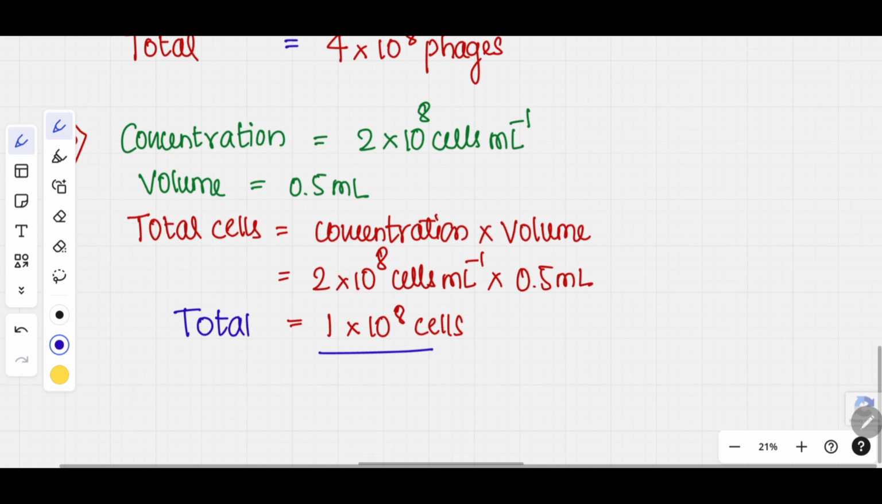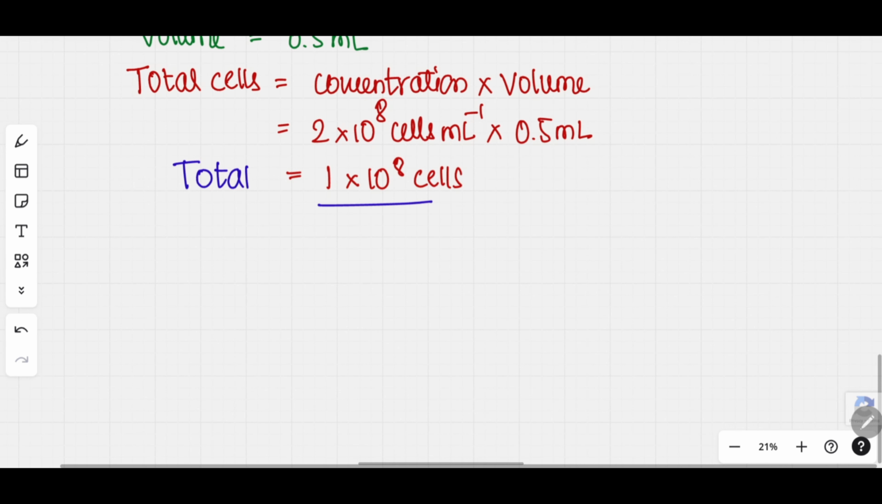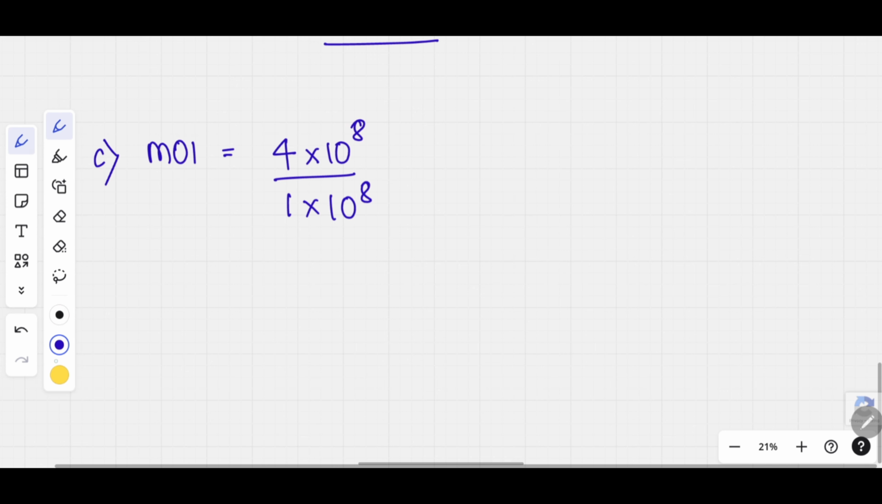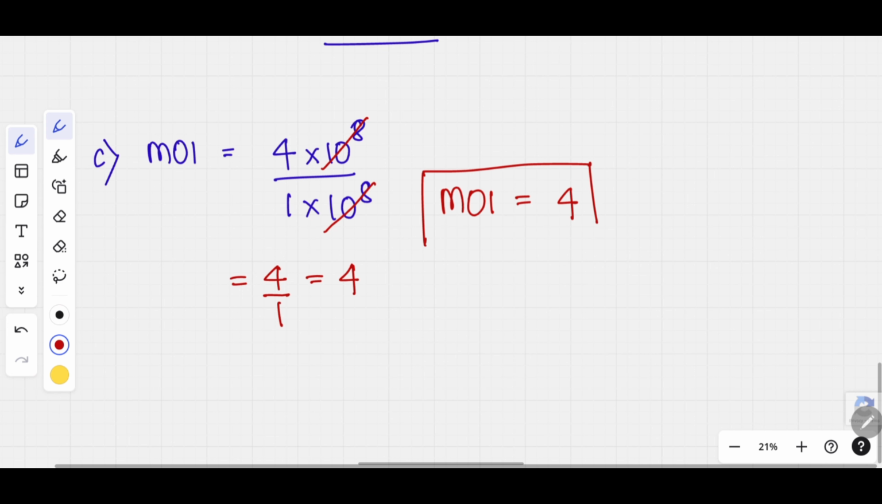Now we know the total number of phages and we also know the total number of cells. Now simply calculate the MOI. What is the total number of phages? 4 into 10 to the power of 8 divided by 1 into 10 to the power of 8. The 10 to the power of 8 terms get cancelled. So what is 4 by 1? It is simply 4. So the multiplicity of infection is simply 4. This is the final answer.